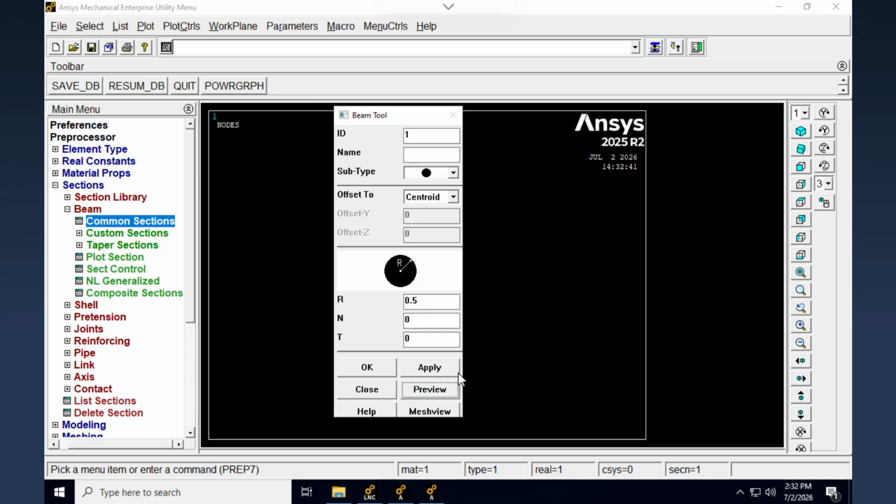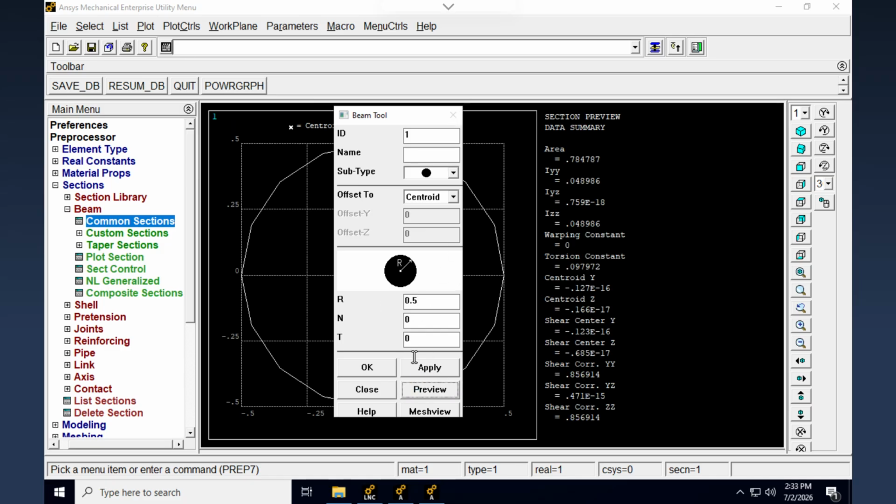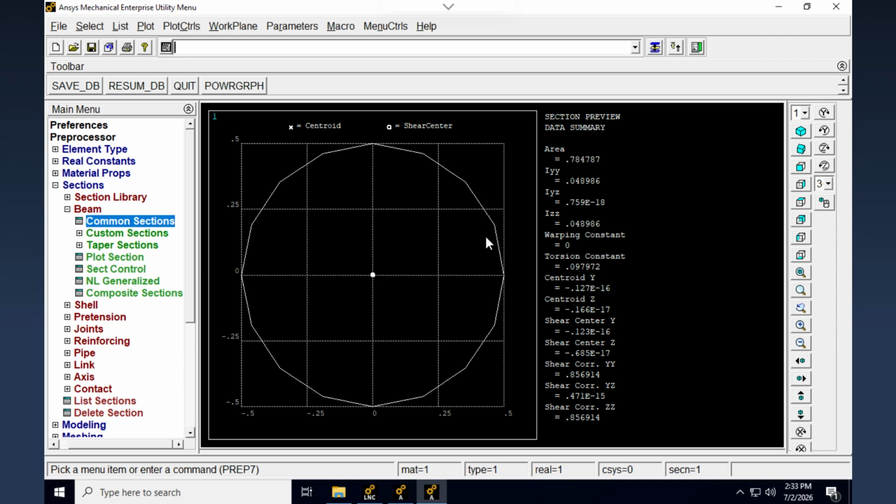If you guys want, you can preview this section and see what the moments of inertia and other properties you may be interested in. So you see the moment of inertia we're going to need is this guy, Iyy, and also Izz. See, 0.048986. It's what ANSYS has calculated.